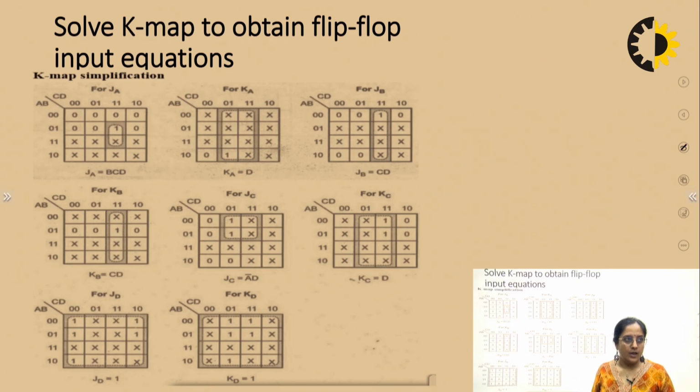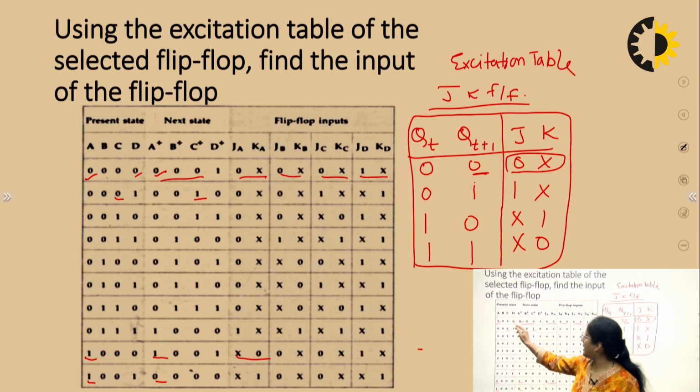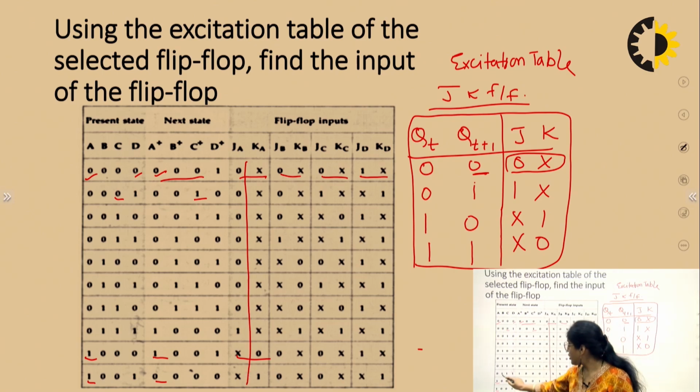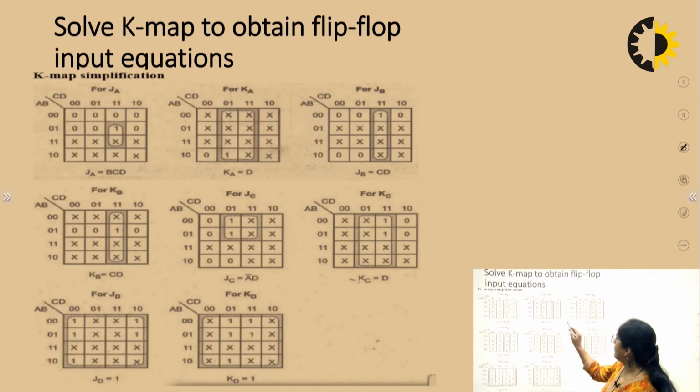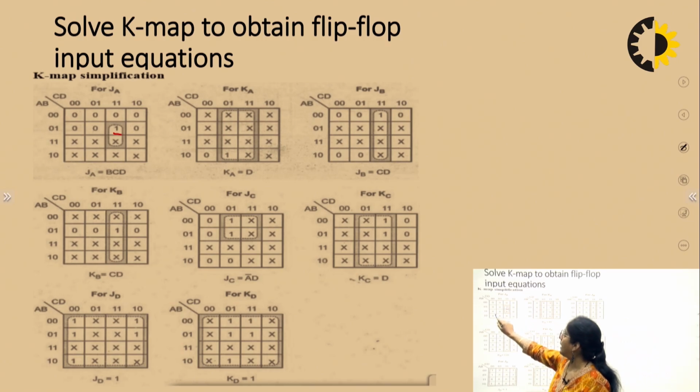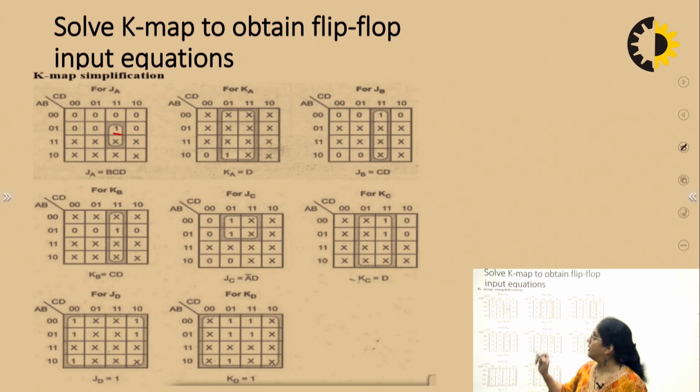K-map. So, for JA, you will see that for 7, the flip-flop input is 1. For 8, it is don't care, and for 9, it is don't care. So, in this table, you can find that for 7, it is 1. And for the rest of the inputs also, after 9, that is 10, 11, 12, 13, 14. For these cases, up to 9, we have the value of J or K, that is the flip-flop input.